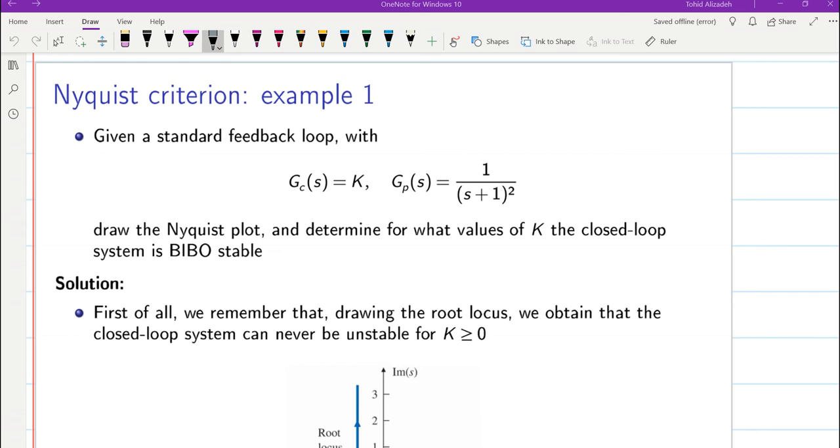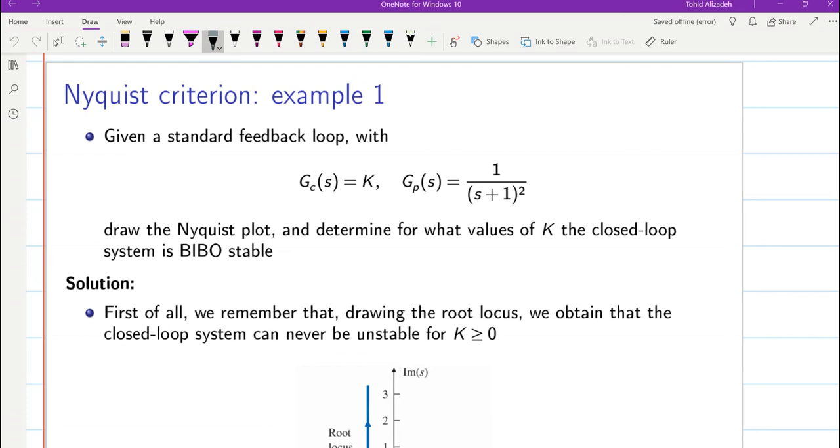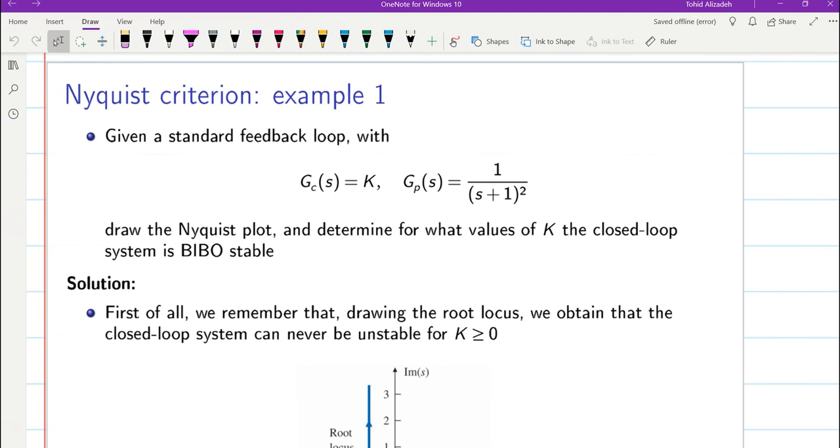Hello everyone. In this short video lecture, we are going to have an example of drawing a Nyquist plot for a system and then determining the stability of the closed loop system using the Nyquist diagram.